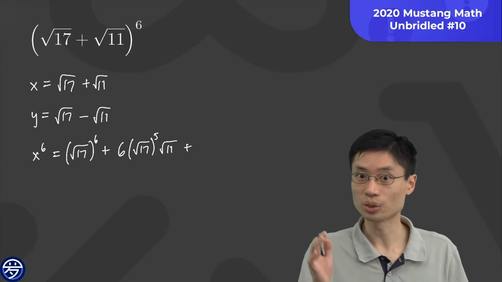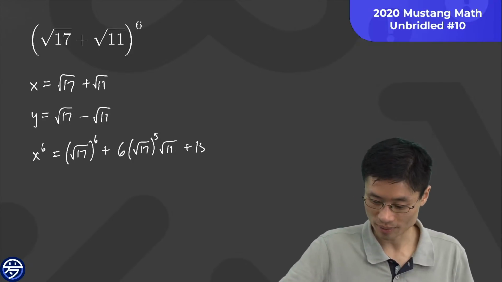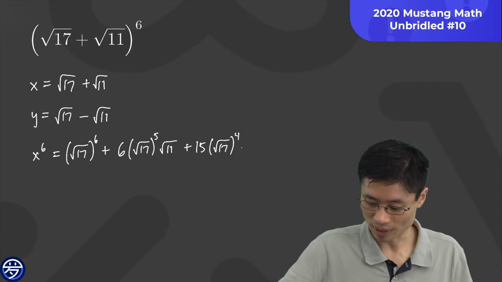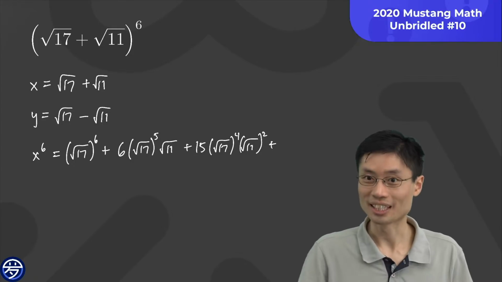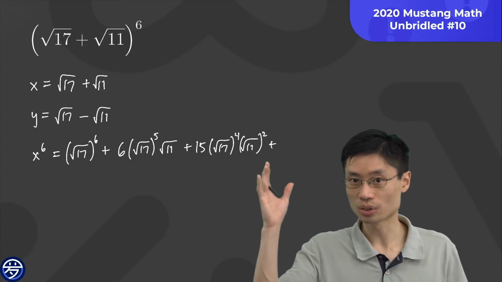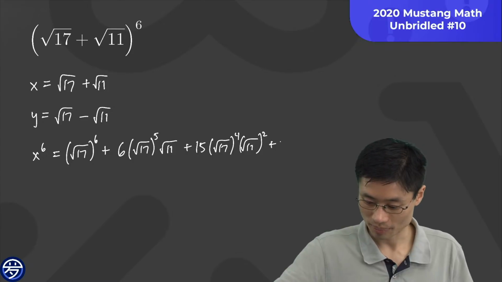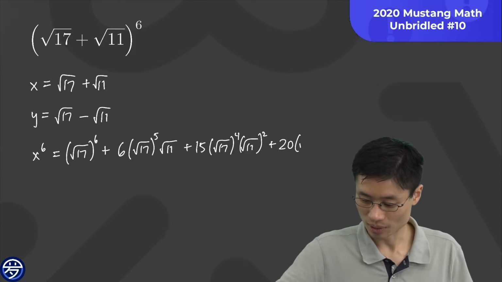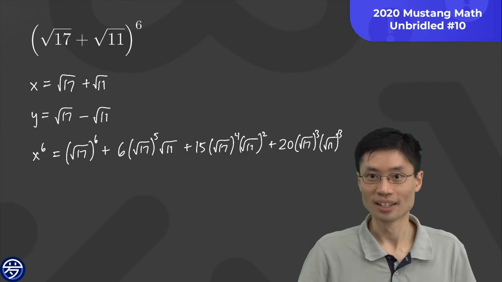The next one is 6 choose 2. 6 choose 2 is 15, times root 17 to the 4 times root 11 squared. Oh my gosh, it's long. The next one is 6 choose 3. 6 choose 3 is 20: 20 root 17 cubed, root 11 cubed. And it's running into my head. So that's a cube there.